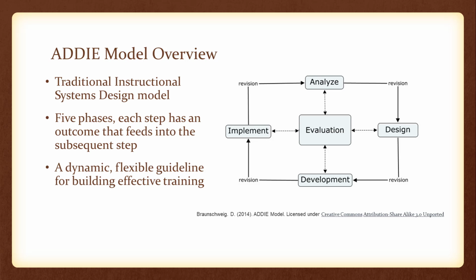The ADDIE instructional design model is a process that is traditionally used by instructional designers to build effective training and performance tools. Many of the current instructional design models evolved from the ADDIE model. This dynamic and flexible guideline has 5 phases, each with their own outcome that feeds into the following phase. The phases are analyze, design, development, implement, and evaluate.